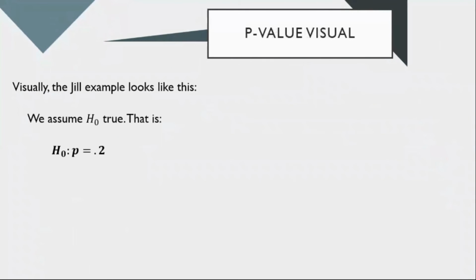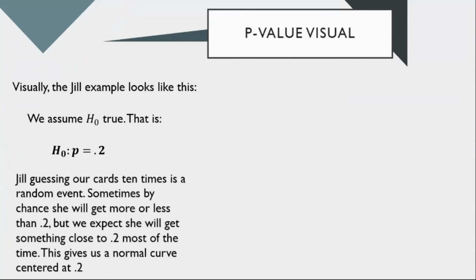So let's look at this visually, because this is where I think it all comes together. We're making an assumption, right, for the Jill example, that p is 0.2. That is, if she's just guessing, that guessing is in fact a random event. So sometimes she's going to guess more correct, sometimes she'll guess less. It's easier for her to guess a couple more right than it is for her to guess a bunch more right than she should. So we have a normal curve that is centered at 0.2.